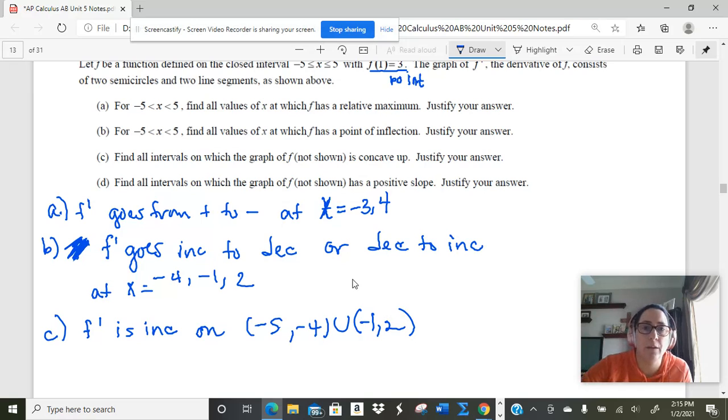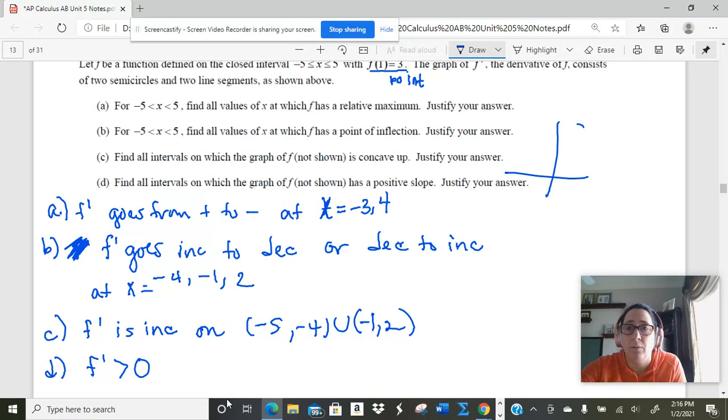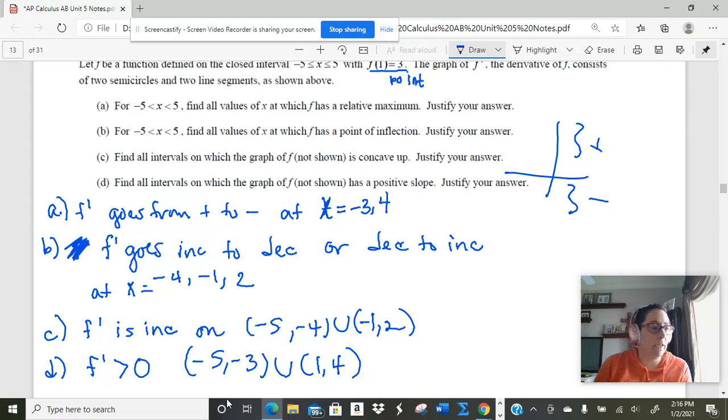All right. And then D now says, find the intervals on which f has a positive slope. F has a positive slope when f prime is positive. So that one's a little bit different to think about. See if you can go find those. Where is f prime just positive now? Remember, positive, negative. I'm going to see if you get the same as me. Go ahead and check and let me know.